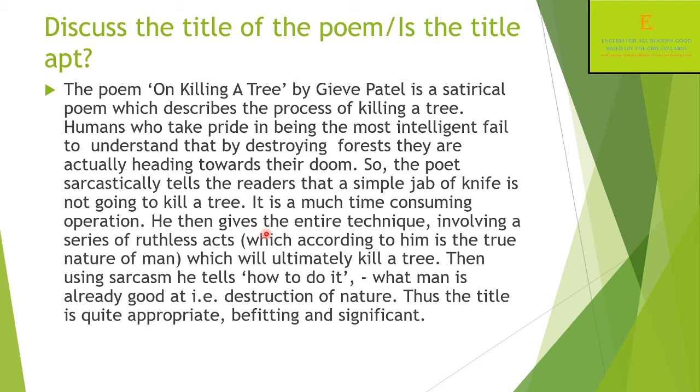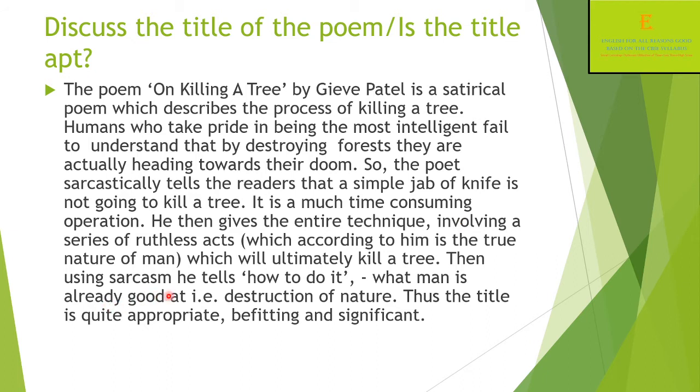He then gives the entire technique involving a series of ruthless acts, which according to him is the true nature of man, which will ultimately kill a tree. Then, using sarcasm, he tells how to do it, what man is already good at, that is, destruction of nature. Thus, the title is quite appropriate, befitting, and significant. The title of the poem is actually telling how to do a thing. Here, the poet says that how to do it, man already knows. Man is already good at destroying things.